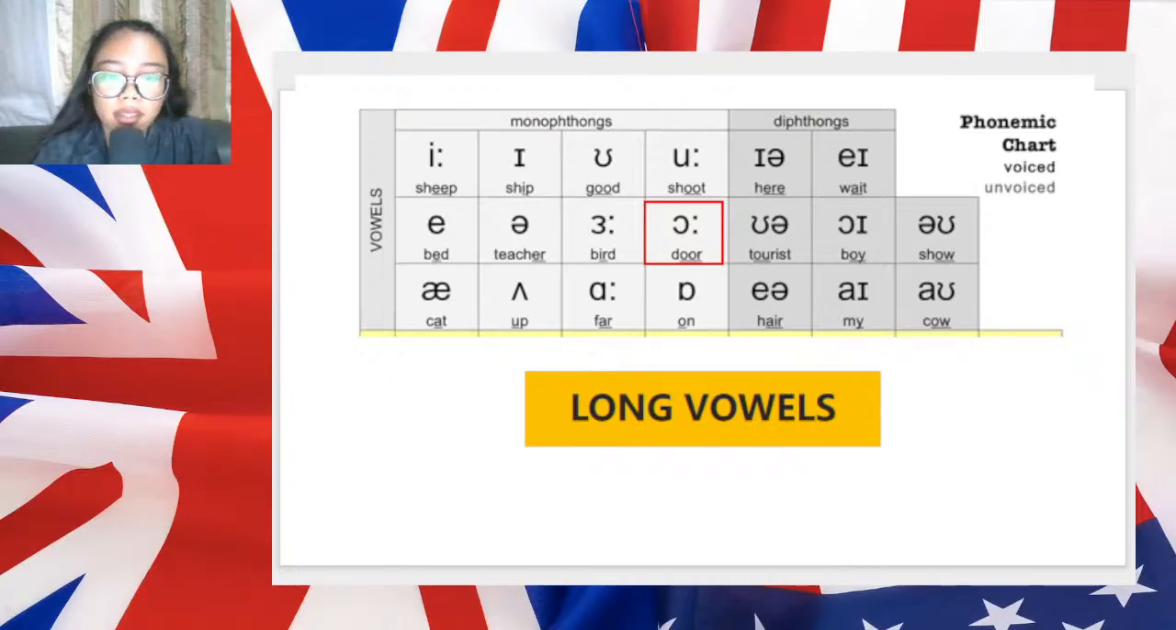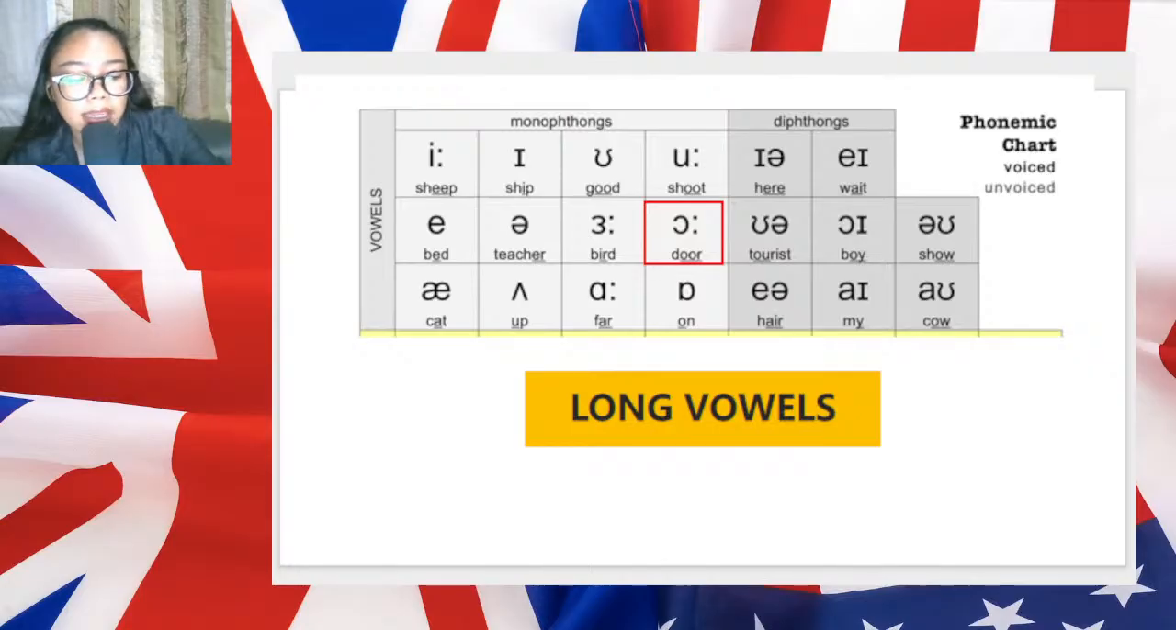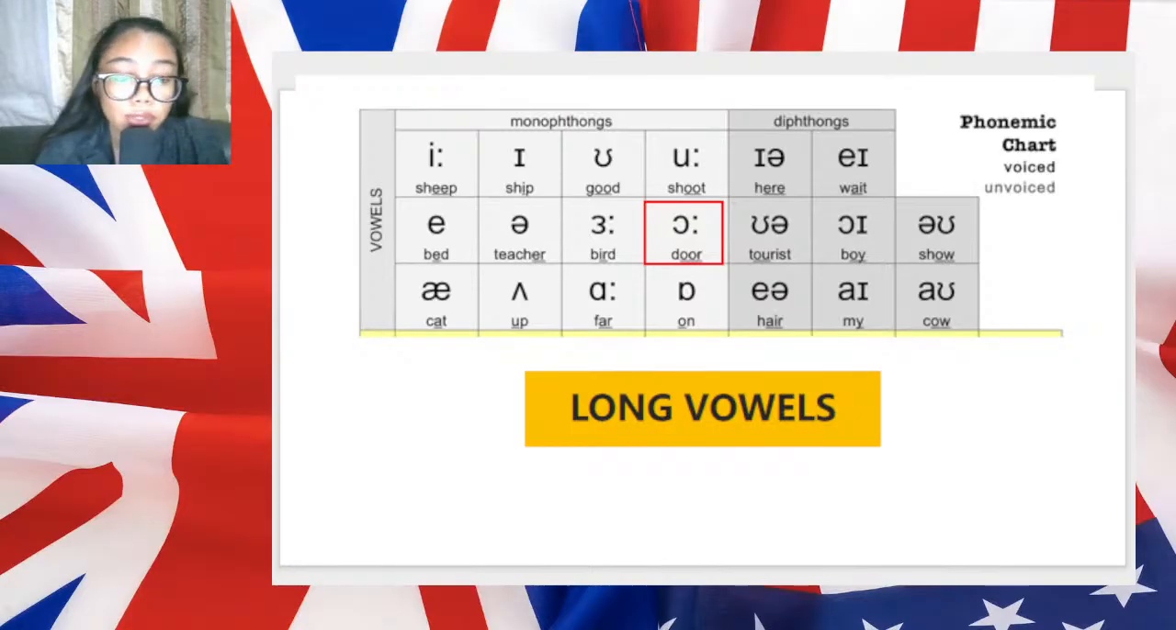Okay, let's try it. Say the sound. Round your lips and drop your jaw slightly. Now say the example word, door. Again, door. A few times, door. One more time, door. So make sure that the vowel is long and has that open, rounded quality. Okay? All right. Let's move on to the last long vowel sound.